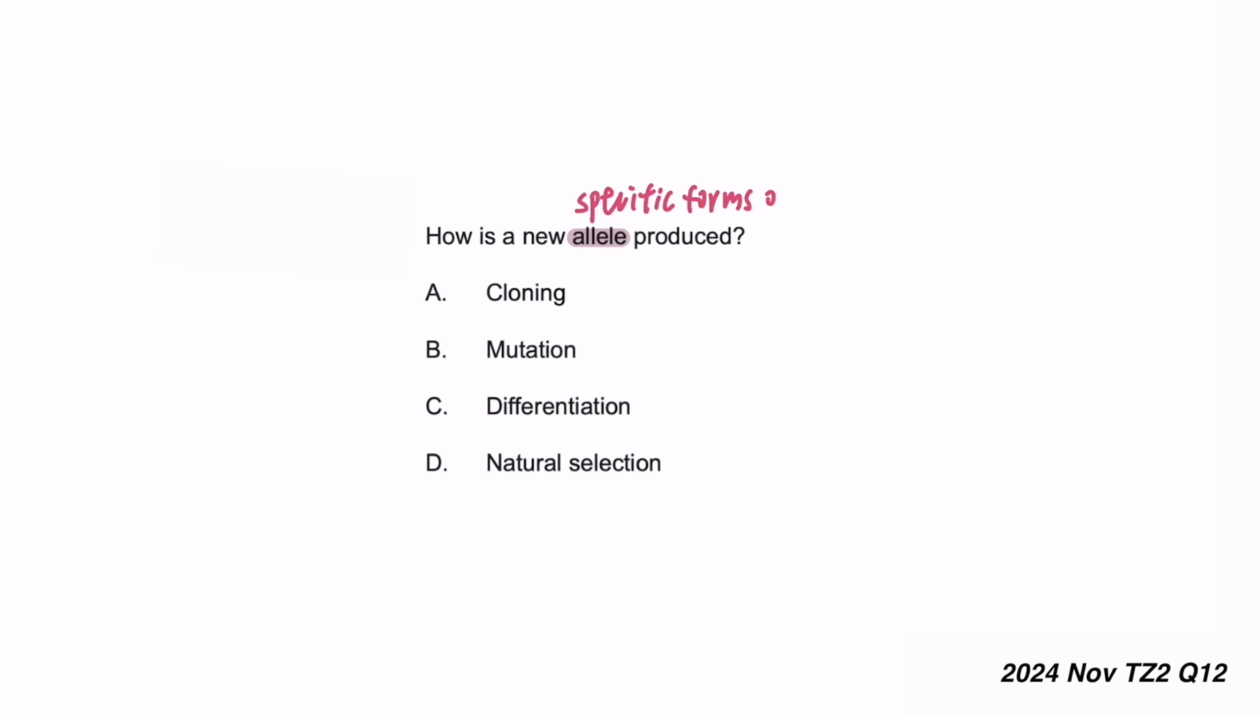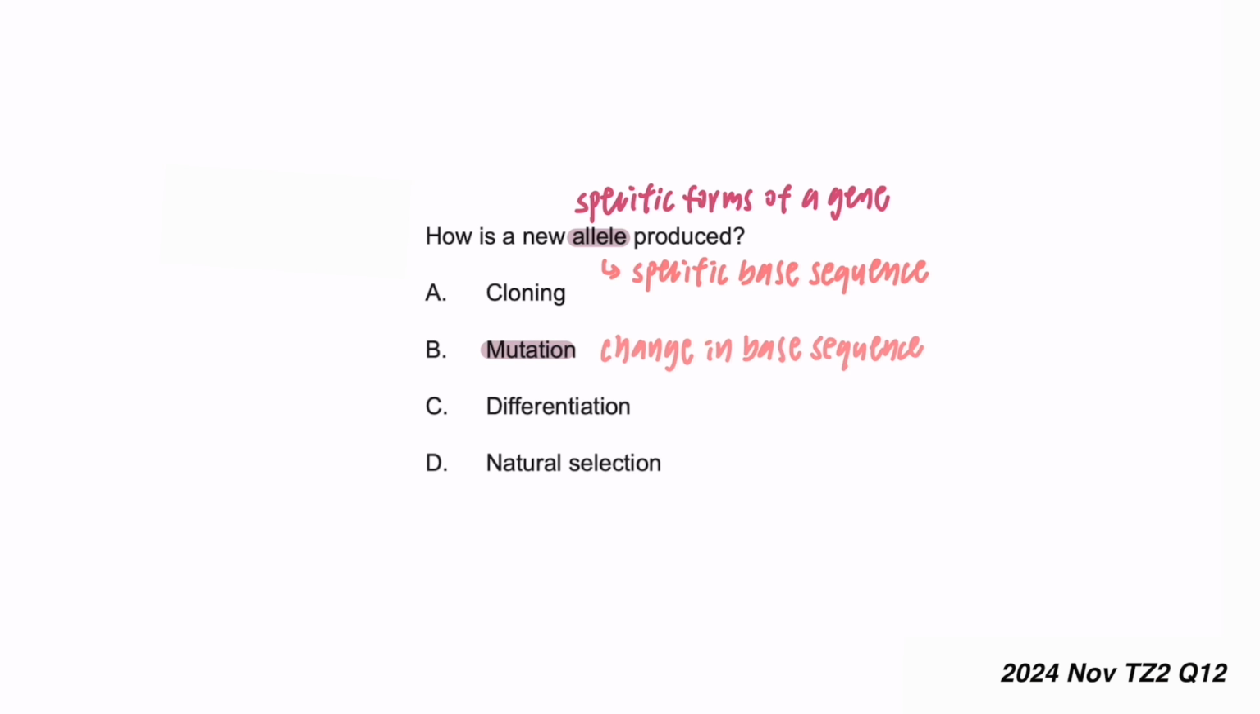Alleles are specific forms of a gene. Each allele has a specific base sequence to code for a specific protein. When mutation happens, the base sequence will be altered, and a new allele is formed to form a new protein.